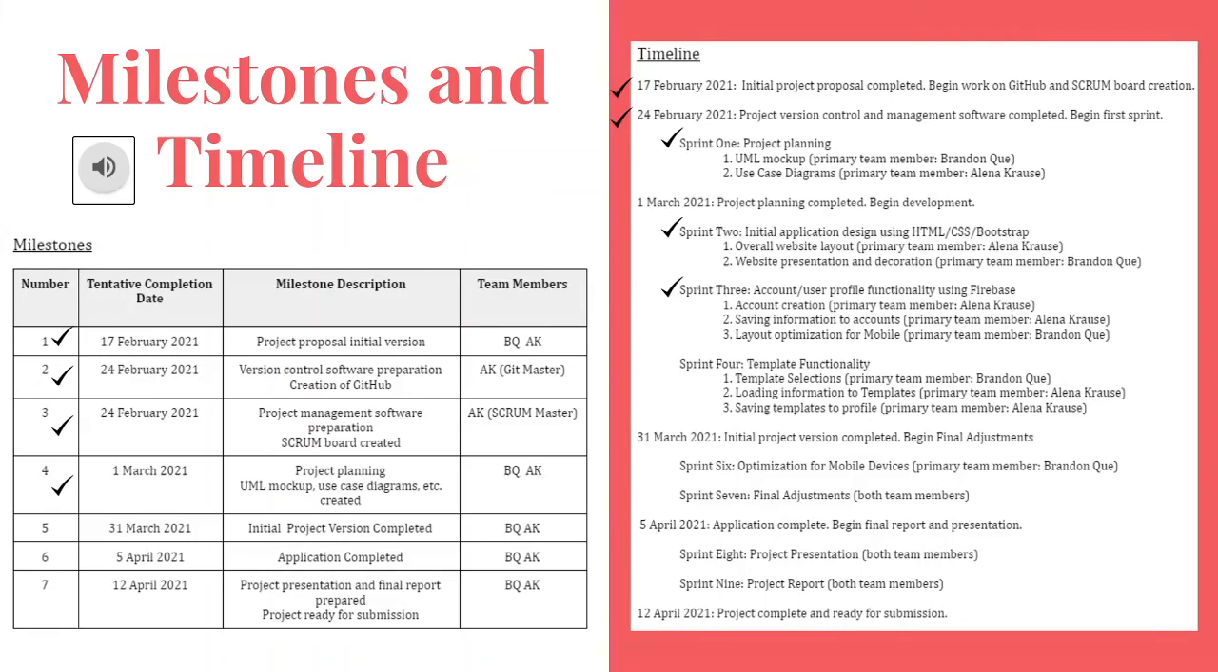Milestone 2 was the version control software preparation, which included the creation of our GitHub. Milestone 3 was the project management software preparation, which included the Scrum board creation. Milestone 4 was the project planning, which included our use case diagrams and our graphical user interface mockups. Milestone 5 was the initial project version completed. Milestone 6 will be the application completion, and milestone 7 will be the final presentation and report preparations.